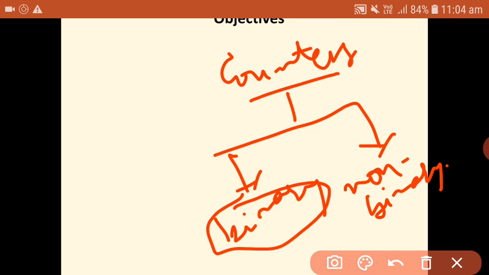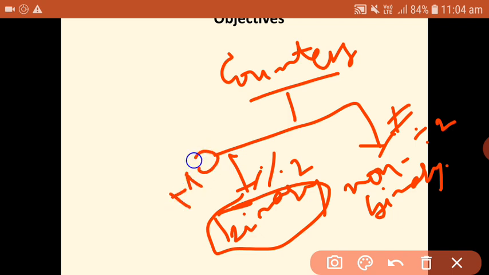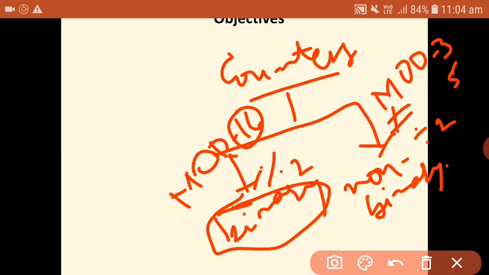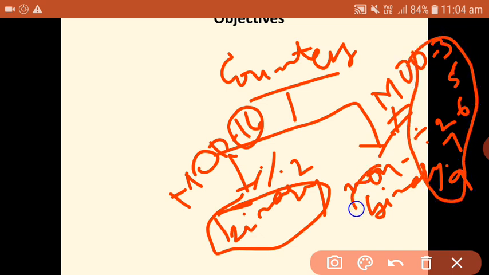Binary means the possible output states will be divisible by 2, whereas if the possible output states are not divisible by 2, that is non-binary. For example, mod 16 is a binary counter, because 16 can be written as 2 to the power of 4. Examples of non-binary are mod 3, mod 5, mod 6, mod 7, mod 9, and mod 10 also, because you cannot write these numbers 3, 5, 6, 7, 9, 10 in the form of powers of 2.